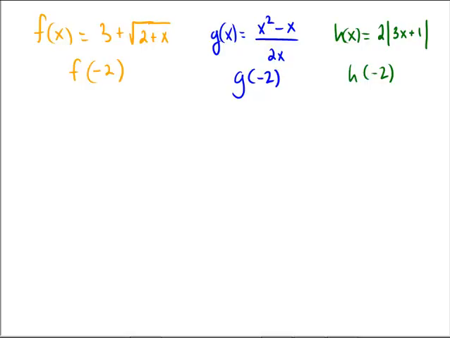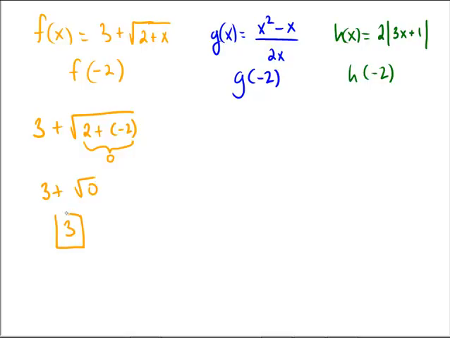Assuming you paused and gave it a shot here, for the first one, hopefully you got 3 plus the square root of 2 plus negative 2. 2 plus negative 2 is 0, so we have a square root of 0 being added on to 3. But the square root of 0 is just 0, and 0 added to anything just leaves us with 3. So hopefully you got a final answer there of 3.